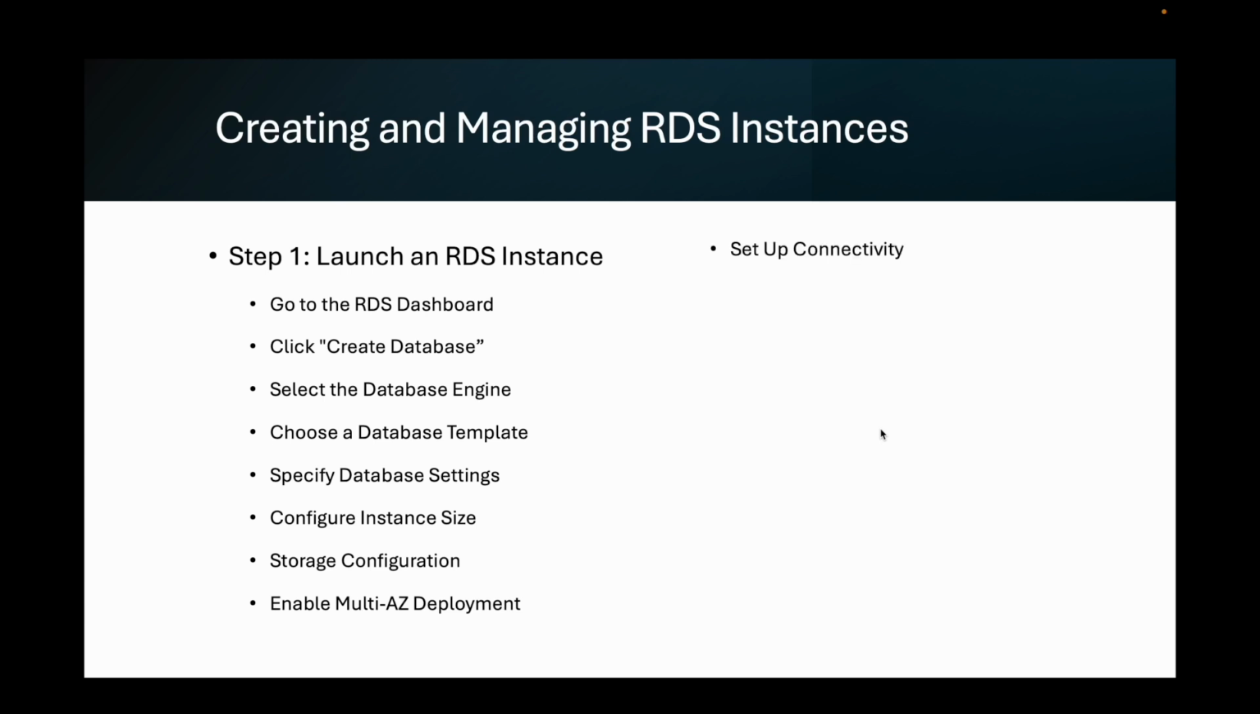Set up connectivity. We'll have to set up the virtual private cloud, VPC. Select the VPC where the RDS instance will be deployed. Next is the subnet group, which is automatically selected based on the VPC configuration. And then public access. If you want your database to be accessible from the internet, select yes. However, for security reasons, databases are often placed in private subnets without public access. Next, security group. Choose an existing security group or create a new one that allows traffic to the default MySQL port, since we're using MySQL, 3306.